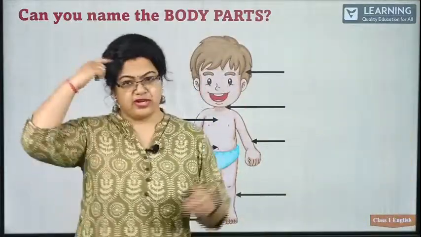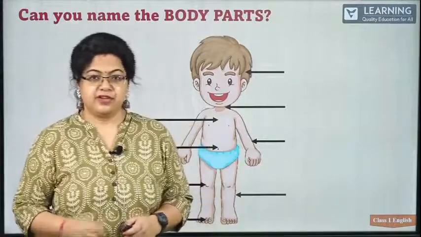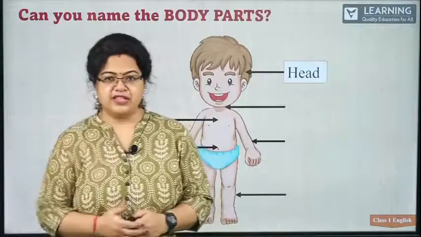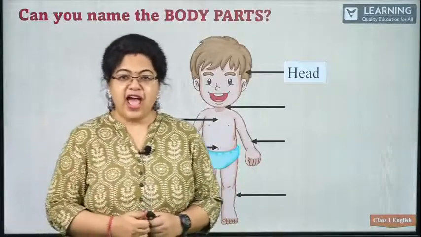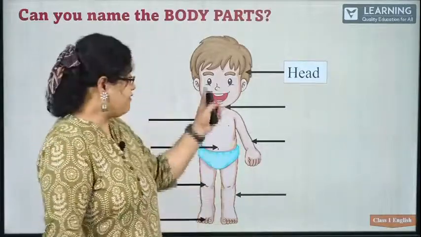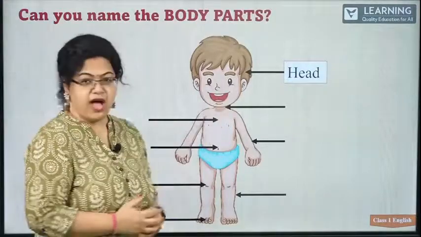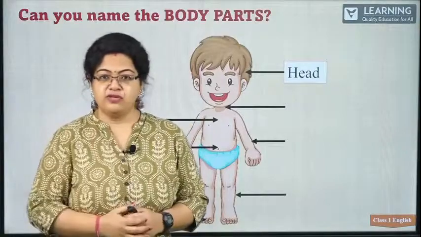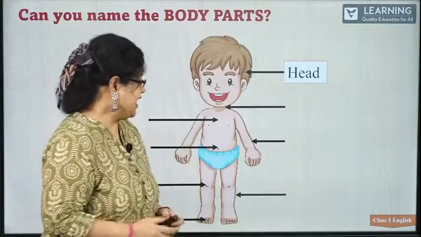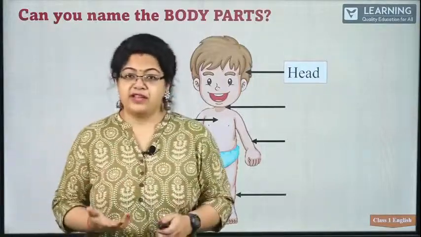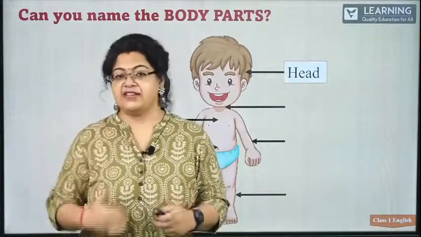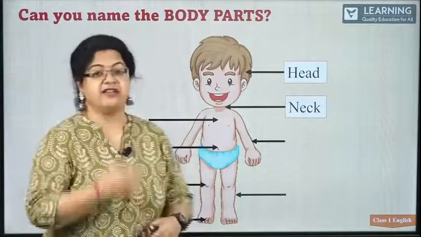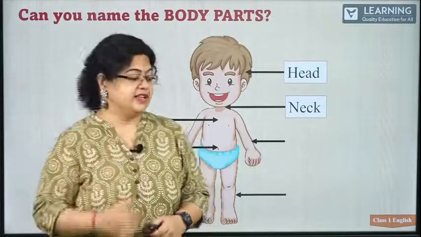The first one, what is here? Right, it's the head. Our brain is in the head. We think hard, right? And what do we have in our head? We have eyes, then we have mouth, then we have nose, we have ears, isn't it? Okay, so which part attaches the head and the rest of our body? Right, that's the neck.